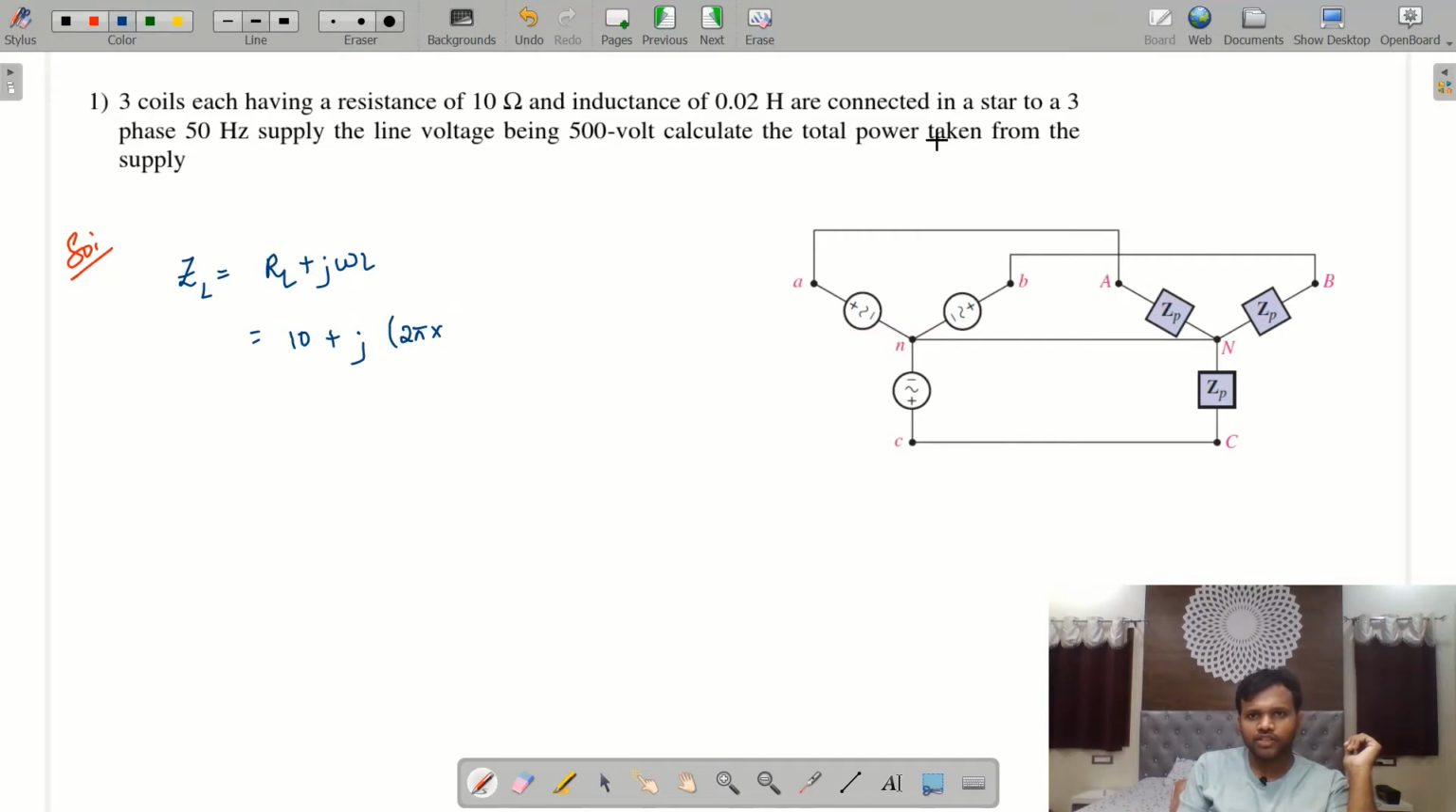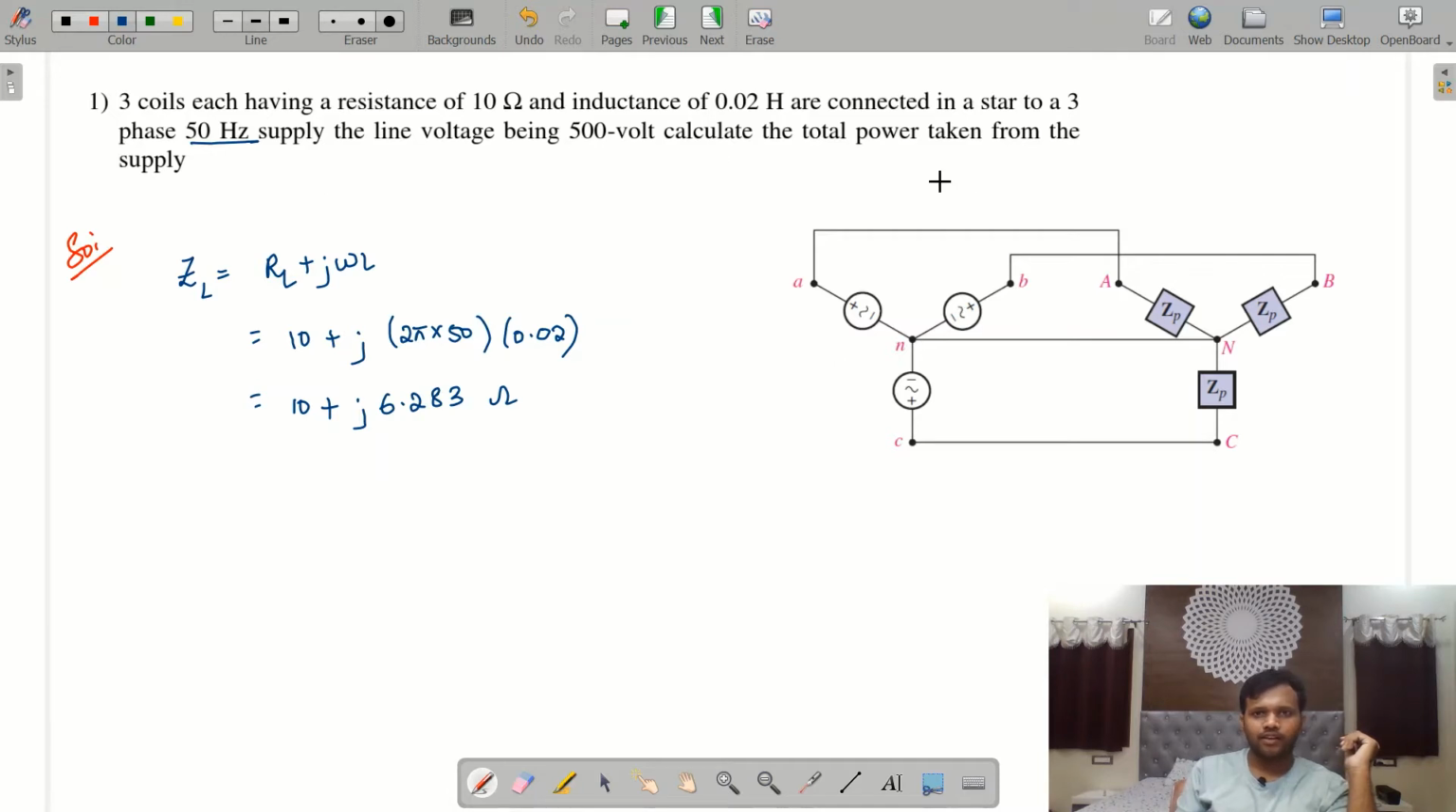How much is the frequency they had given? They had given the frequency of the supply as 50 Hz, into inductance value as 0.02 Henry. So how much will we get the impedance value? Calculating, we will get 10 plus j 6.283 ohms. This is the impedance value.